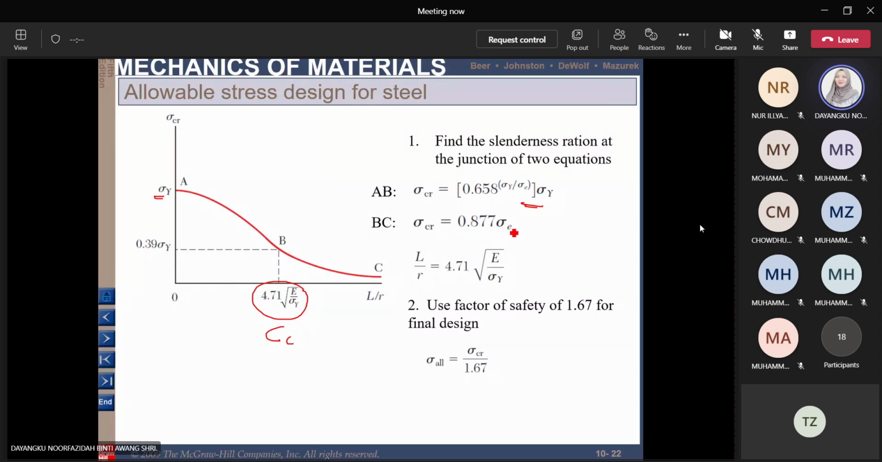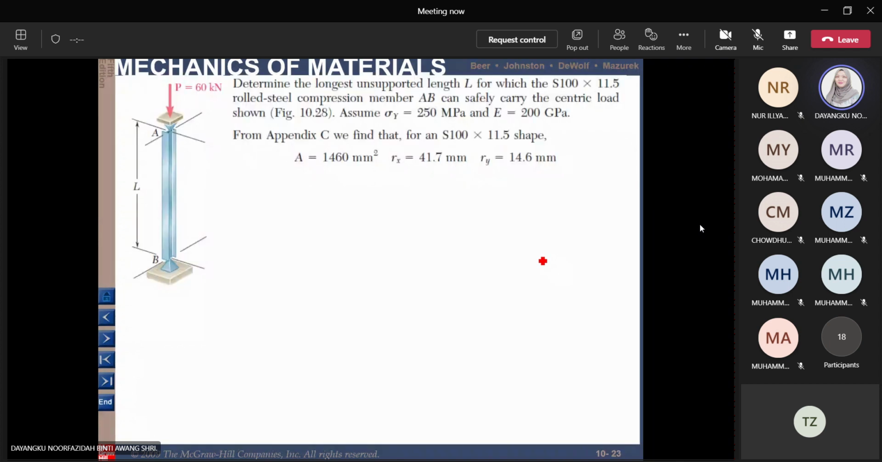So when you have the design question, you need to use this type of formula. But this is only for steel. So let's try the example here.